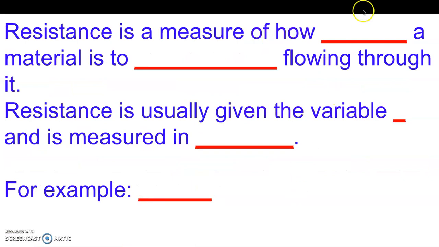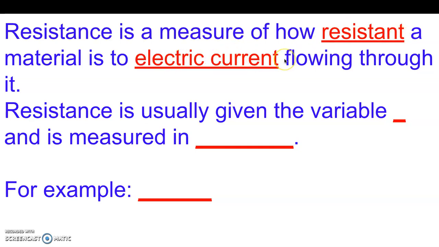Resistance is a measure of how resistant, wow, what a concept, how resistant a material is to electric current flowing through it. The more easily current flows through a material, the lower the resistance is. And the more difficult it is to get electric current to flow through a material, the higher the resistance is.